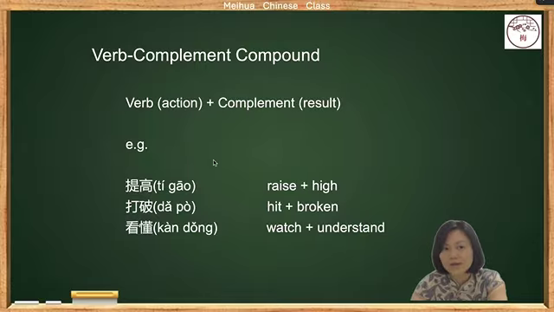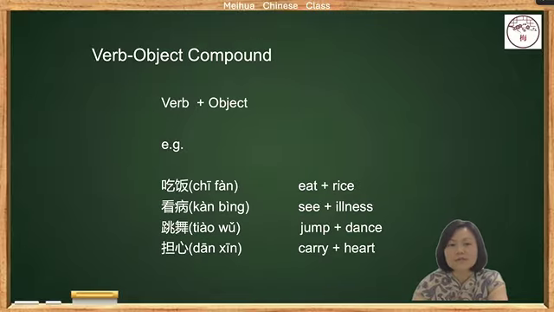Be careful here, this is not a verb-object structure. But we have this tag, verb-object compound. It's simple, it's just the verb and the object the action takes place on, right? So, for example, 吃饭, 吃 is eating, 饭 is rice, eat rice. I think this type is very, very common in Chinese. You come across this type very often when you learn Chinese.